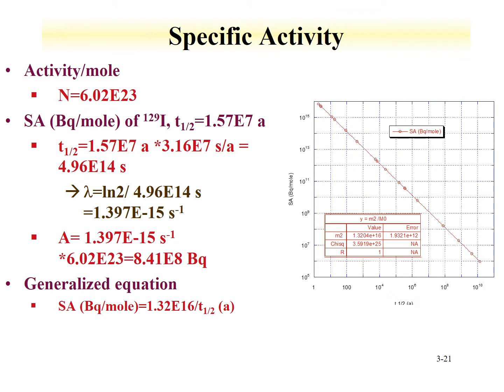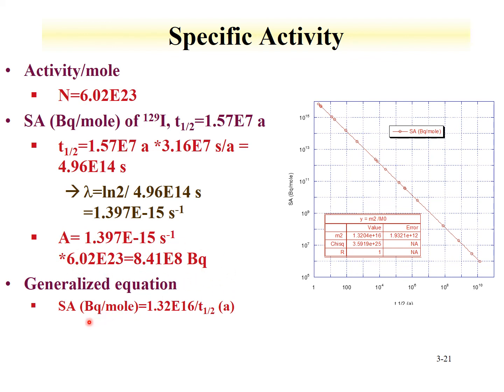So if one looks at the specific activity in activity per mole, where N is equal to 6.02 times 10 to the 23rd, let's do becquerel per mole of iodine-129, listed here. The half-life is shown here. I calculate the specific activity. I get the half-life into seconds, which is 1.57 times 10 to the 7th seconds. I get my decay constant, which is 1.4 times 10 to the minus 15. Activity equals this value times Avogadro's number, and I get so many becquerels.